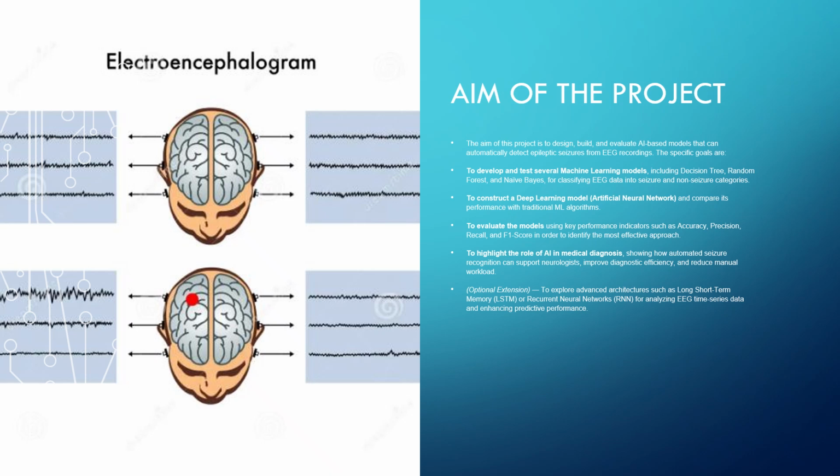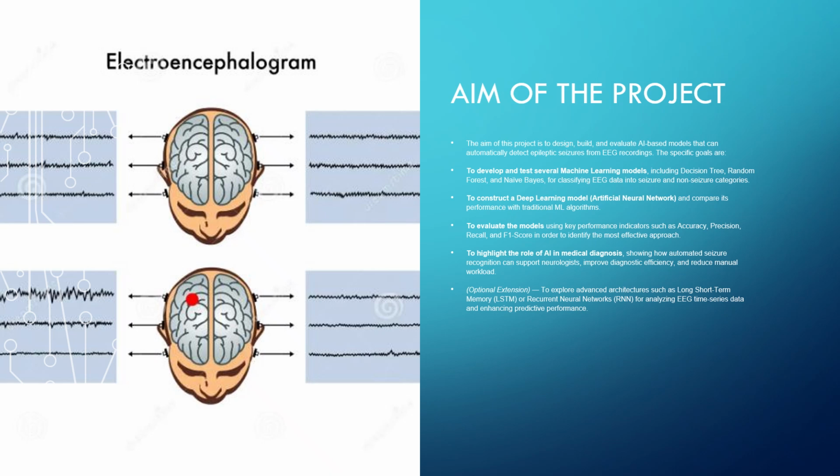Moving to the aim of the project part, the main aim of our project is to develop and compare several AI-based models for epileptic seizure recognition. We implemented three machine learning models, decision tree, random forest, and naive Bayes, and one deep learning model, the artificial neural network, ANN. Each model was evaluated based on accuracy, precision, recall, and F1 score.